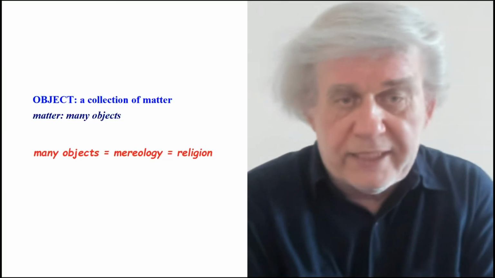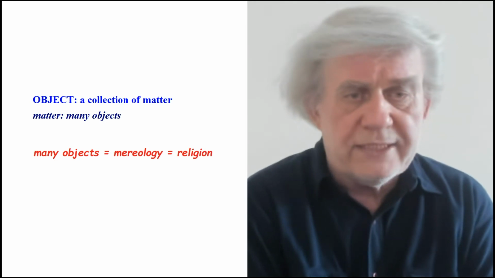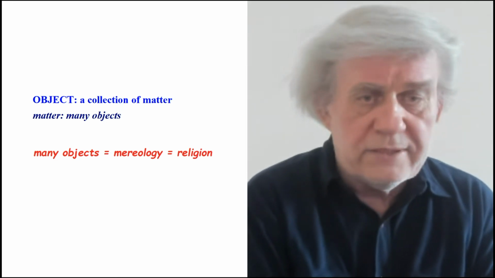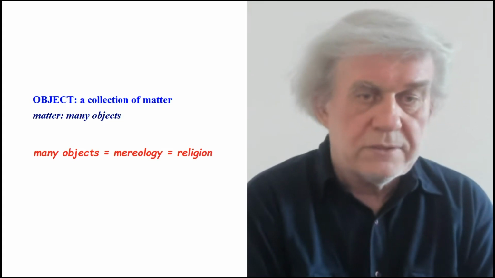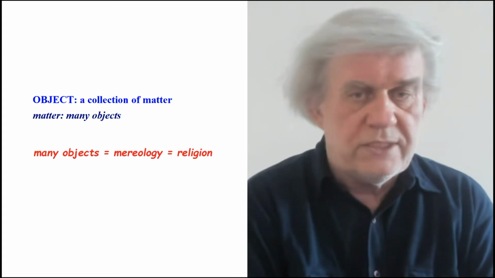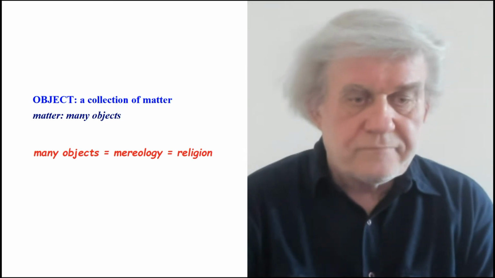Paul says, object, a collection of matter. Again, you get into mereology. Matter, what is matter? You look it up: many objects. That's what matter means. Many objects, existing objects, actually. And so, yeah, it's mereology, it's religion. That's what you're talking about.